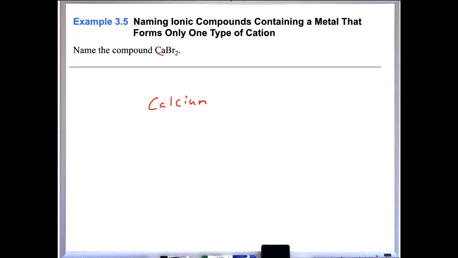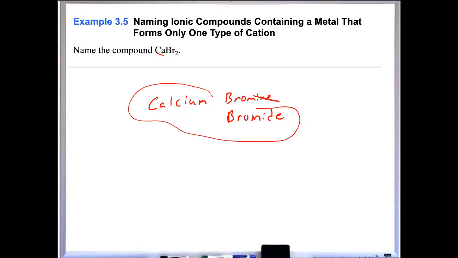Now we want to name the nonmetal. Here we have bromine. You don't have to write it out like this every time once you get the hang of it. But then we want to change the ending, so bromine becomes bromide. So the name of our compound is calcium bromide.